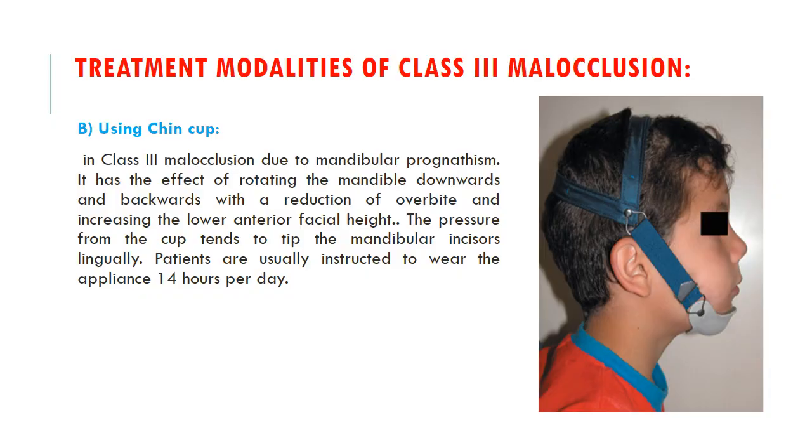Now the other treatment modality in growing patients is by using the chin cup, especially in class 3 malocclusion due to mandibular prognathism. It has the effect of rotating the mandible downward and backward with the reduction of the overbite and the increase in the lower anterior facial height. The pressure from the cup will tend to tip the mandibular incisors lingually, and the patient is usually instructed to wear the appliance about 14 hours per day. The optimum time for wearing the chin cup appliance is before the maximum growth spurt of the patient, which is in females about 10 to 12 years old and in males about 12 to 14 years of age.